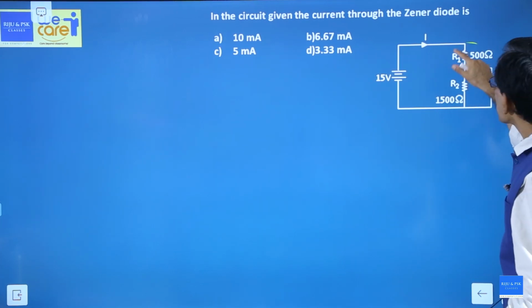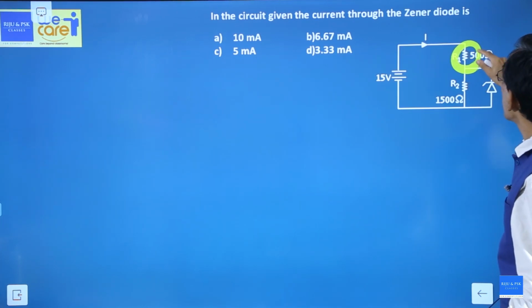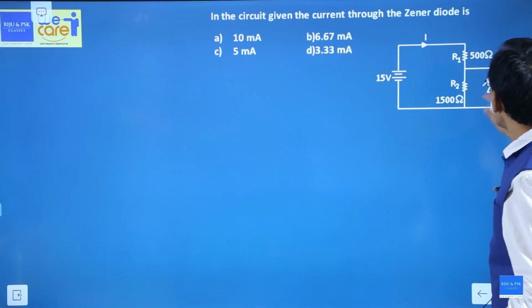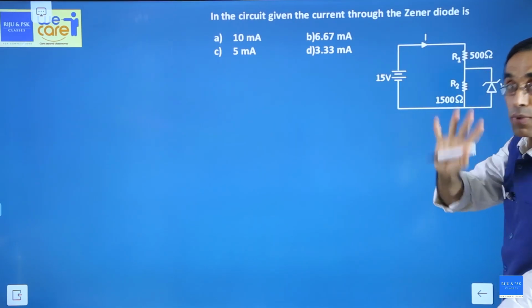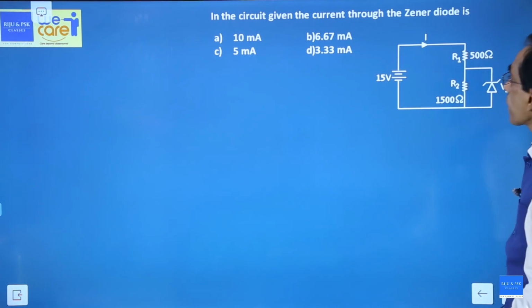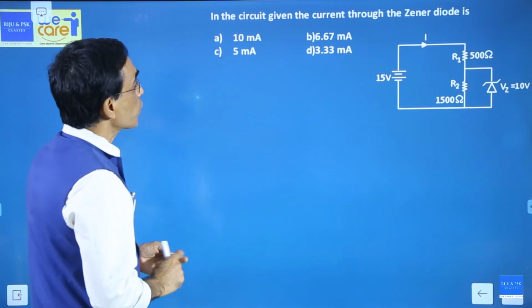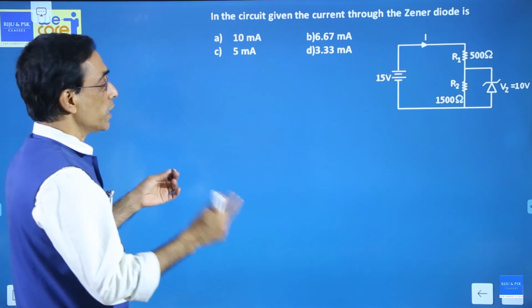And what is the maximum voltage across R1? Simple. Applied voltage is how much? 15 minus 10. So this is getting only 5 volt. Now let us calculate everything. In the circuit given, find the current through the Zener diode.